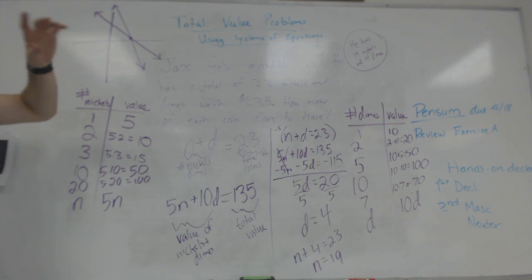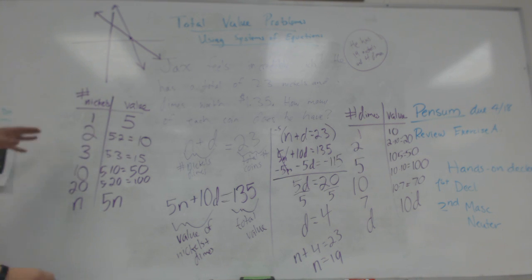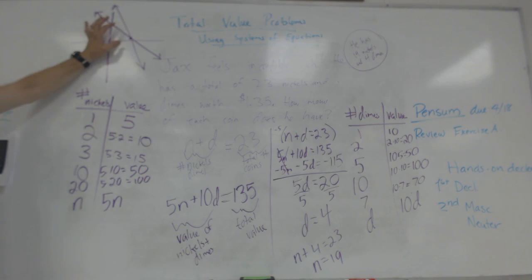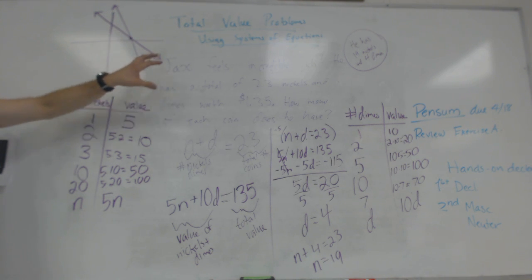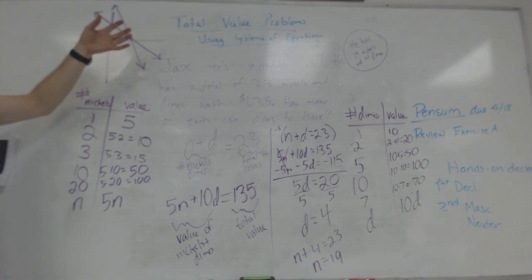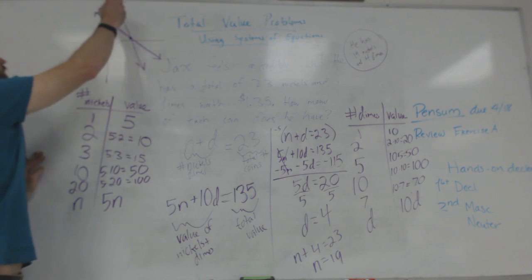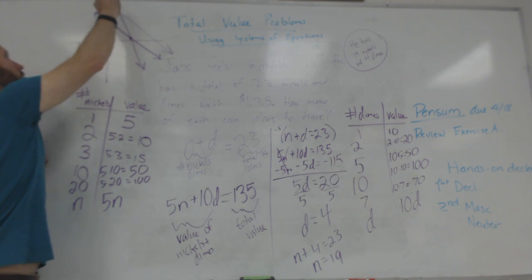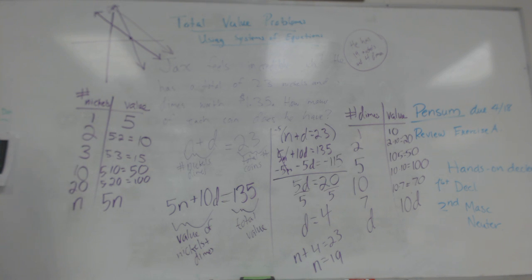Now, it would be possible to have a problem where every single solution was possible, but that's not really going to happen very often with total value. Because I could have two lines that were actually both the same. And it also would be possible to have two lines that never crossed. So we could have 0 solutions.